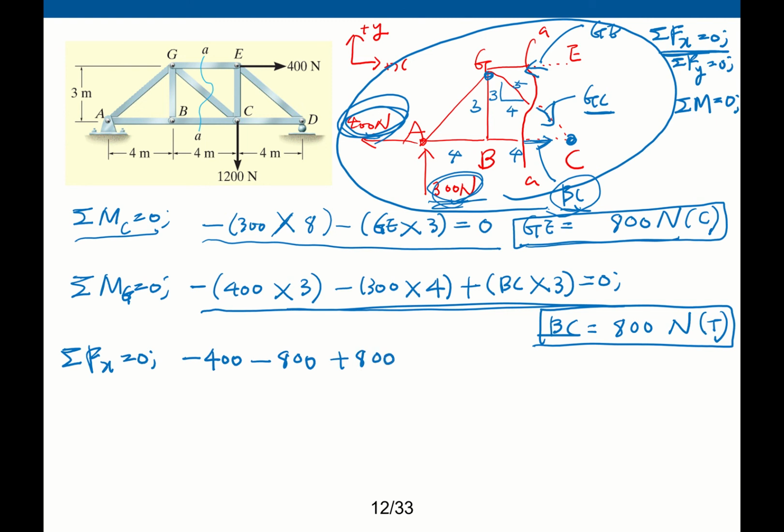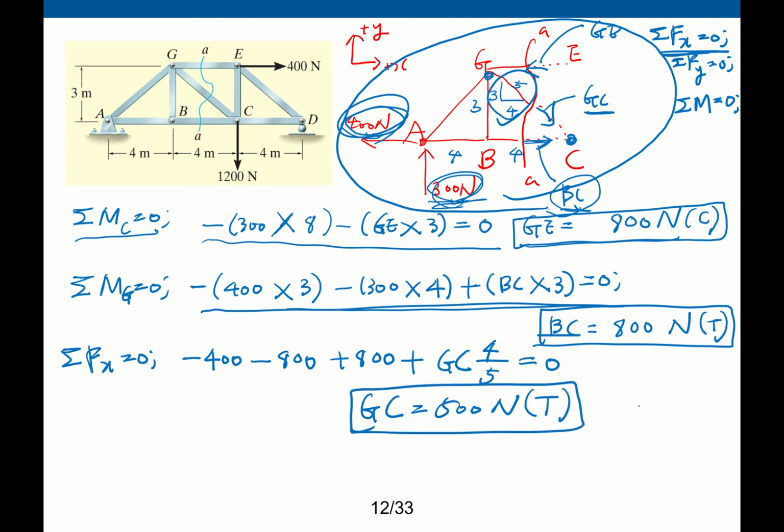The last one is GC. We assume that GC is directed in the right-hand direction. For the x-axis, we don't know the magnitude, but for GC we know the angle, which is 4/5. Here we have direction information. So this one should be equal to 0. Now I can see that GC should be 500 Newton, and this is a positive sign, so based on our assumption, this one is in tension.